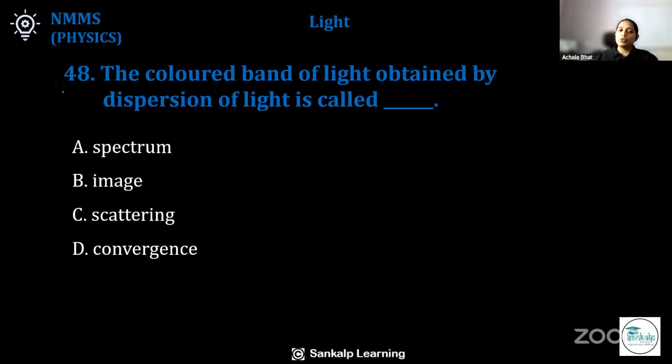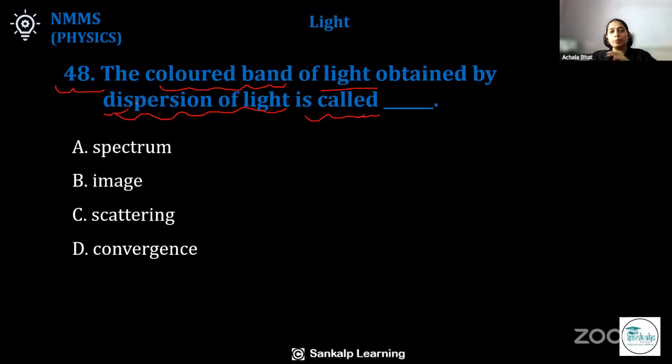Let us see question number 48 of NMMS Physics chapter Light. The colored band of light obtained by dispersion of light is called. We know that dispersion of light is nothing but when white light passes through prism, we get 7 different colors, like a color band. Dispersion is nothing but splitting of that white light into those 7 colors.